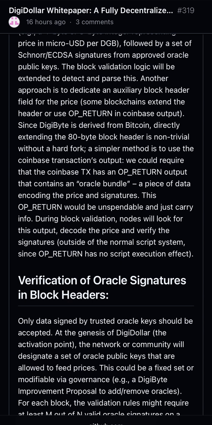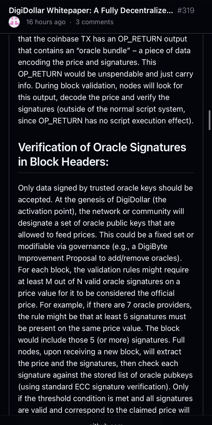We could require that the Coinbase TX has an OP_RETURN output that contains an oracle bundle, a piece of data encoding the price and signatures. This OP_RETURN would be unspendable and just carry info. During block validation, nodes will look for this output, decode the price, and verify the signatures, outside of the normal script system, since OP_RETURN has no script execution effect.